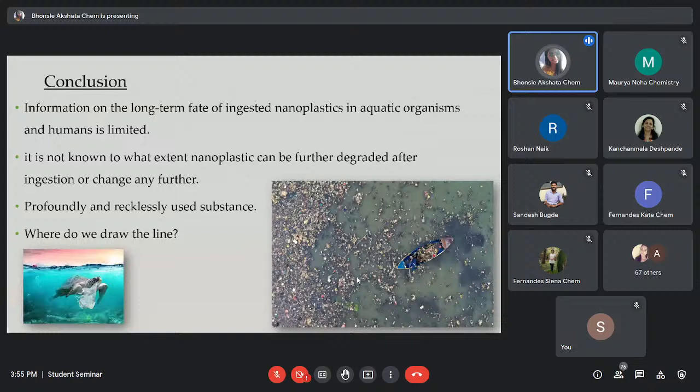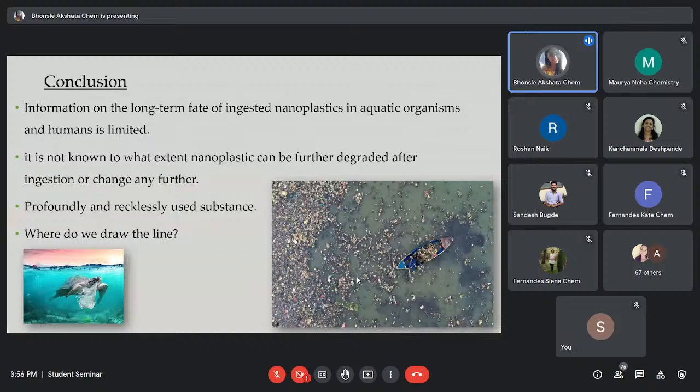And as we have seen, there is still profound production, manufacturing, and use, and at the same time, the same level of recklessness in which we are disposing of these materials into our oceans or in landfills. It is high time that we realize where to draw the line. A lot more research and studies are needed in this area so that we are able to understand how to balance both these things and also to study what impact these have on our system.